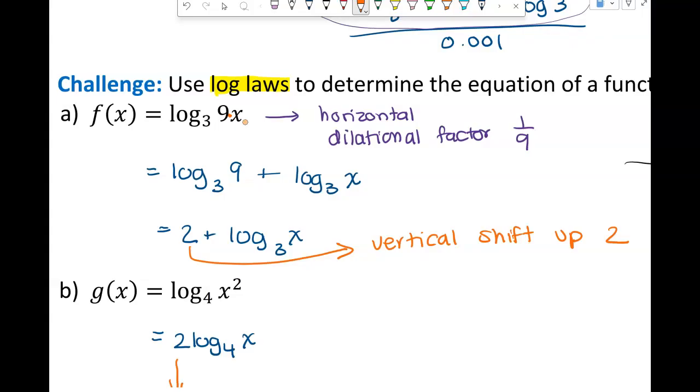So here we have two separate logs. And I know this answer right here is just 2. So 3 to what exponent produces 9? Well, that's simply 2. So now I really have 2 plus log base 3 of x. Well, I can rewrite this really, if it helps you visualize it, as saying it's also the same as log base 3 of x plus 2.